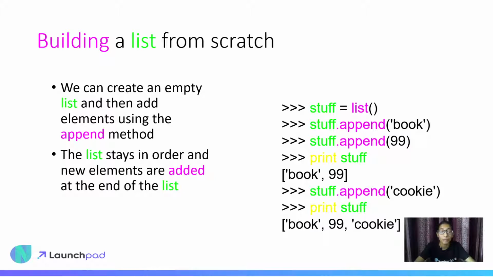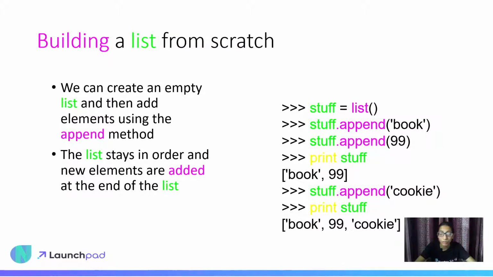So what do we need if we build a list from scratch? First of all, we need to create an empty list. Then we have to add the elements using the append method. Okay, suppose I am adding 1, 2, 3. I have to add them to the empty list. Then after that I have to append to that list. Now the list is in order and new elements are added at the end of the list.